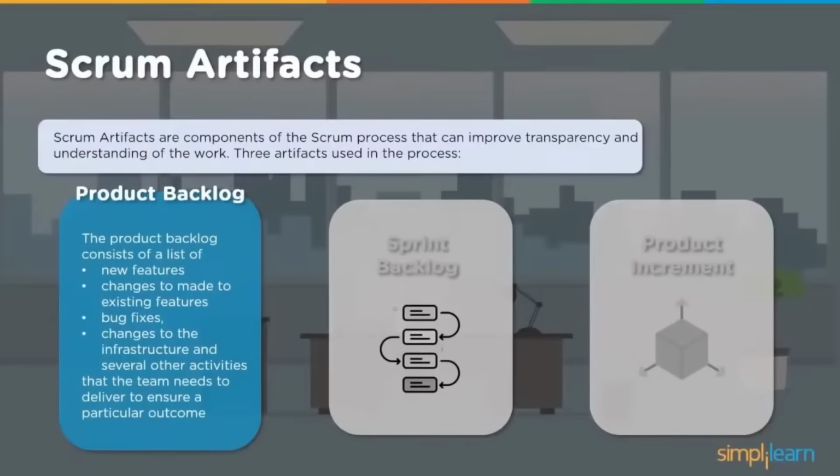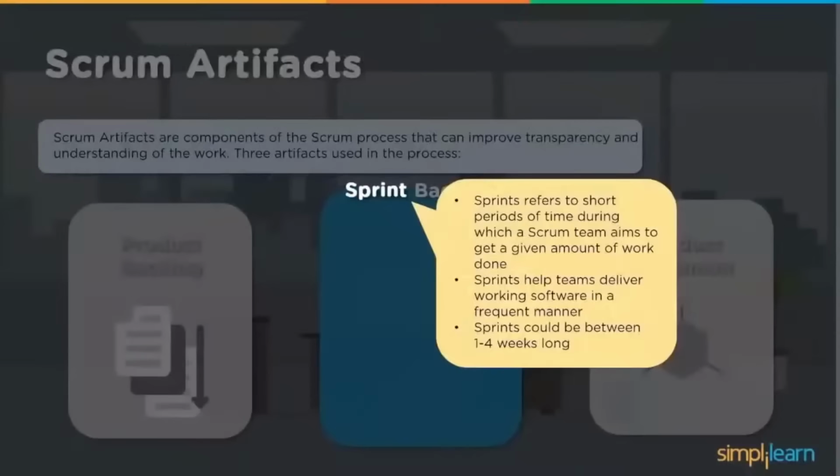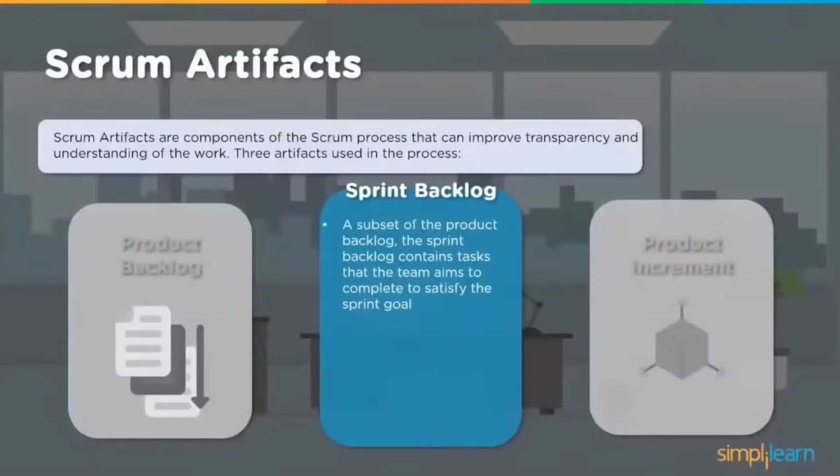Further, looking at a sprint backlog: a sprint refers to a short period of iteration, right, in which the team aims to get a given amount of work done. It helps teams deliver working software in a frequent manner. A sprint could be between 1 to 4 weeks long depending on what the deliverable is. The sprint backlog is a subset of the product backlog, the prioritized items taken into a sprint, which is a time-boxed iteration.